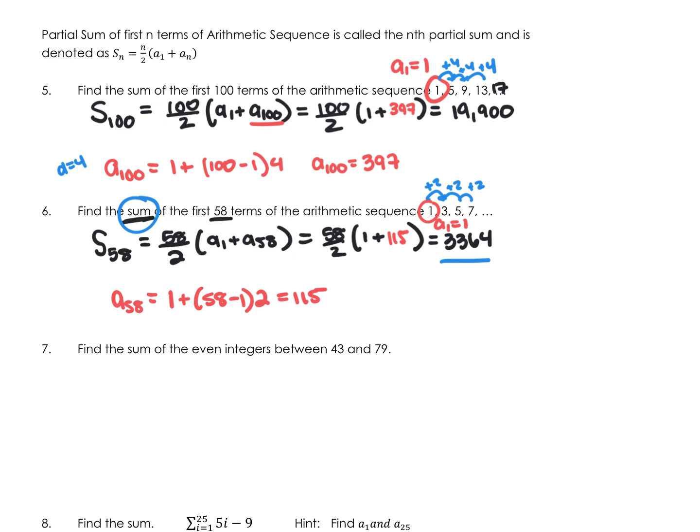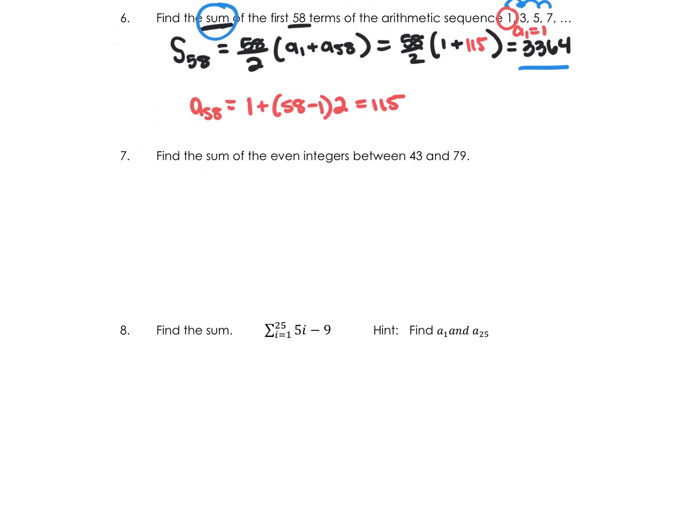Okay, let's do 2 more tricky problems here. This asks us to find the sum of all the even numbers between 43 and 79, okay? Let's just start to make the list of even numbers between 43 and 79. We're not going to write out all of them because that's a lot of them, and that takes a lot of time, but let's start.